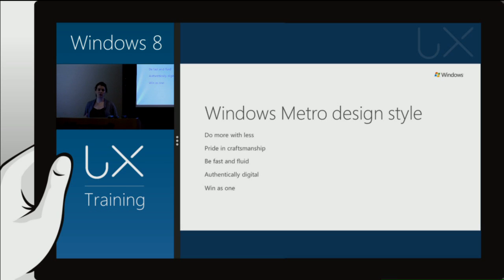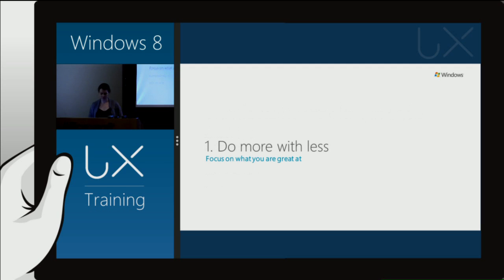And what I'll be walking you through for the next hour or so is how you can take these 5 principles and apply them to much of your decision making as you're building Metro style applications, from the visual layout, interaction design, and overall application flow. The first principle is do more with less. At its core, this principle is about focusing your UI on what it's really meant to be great at. The other side of this particular principle is really elevating that content and removing distractions.